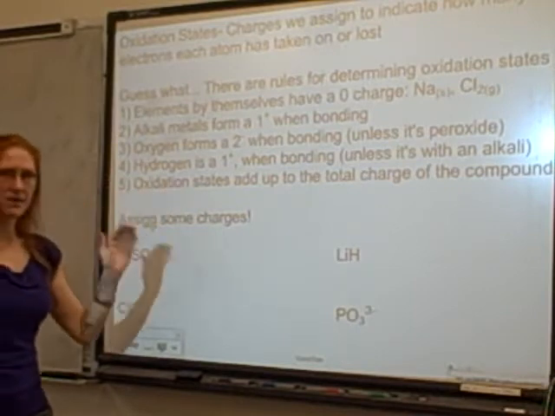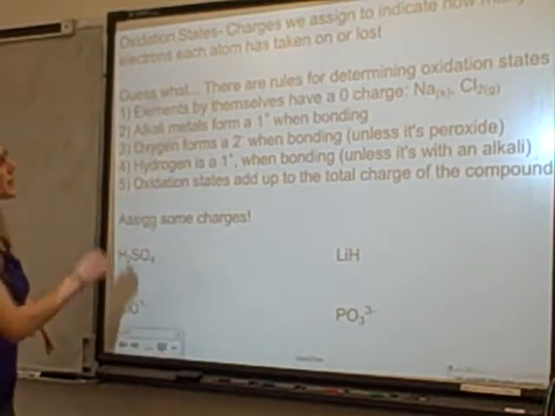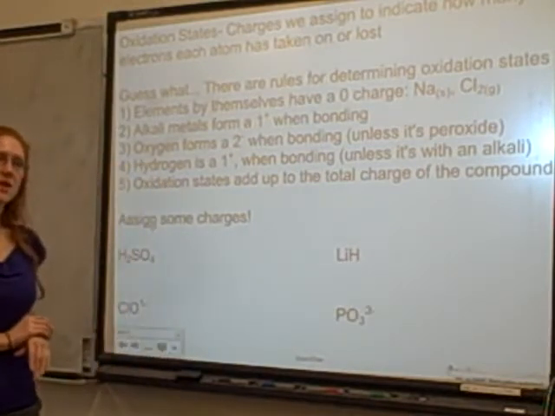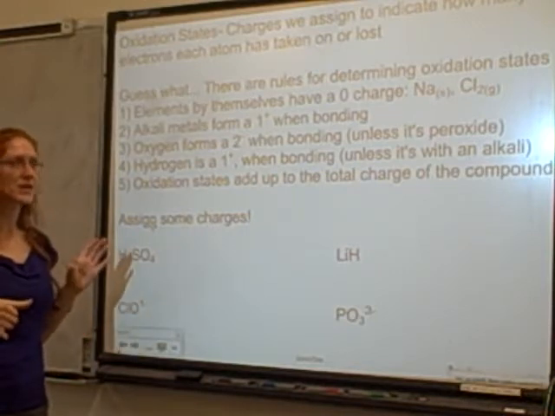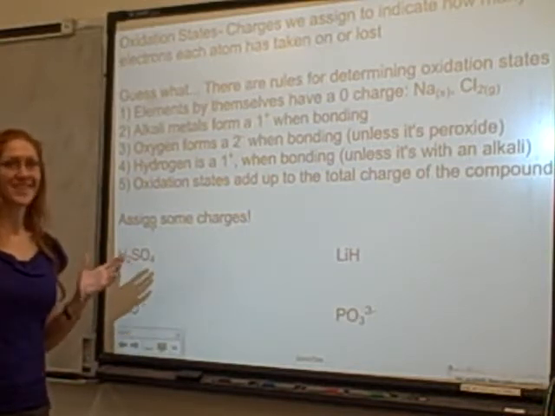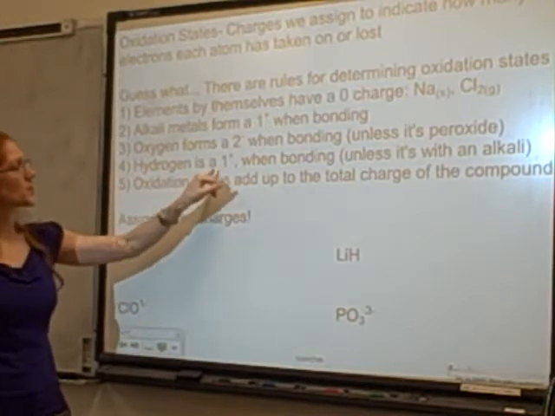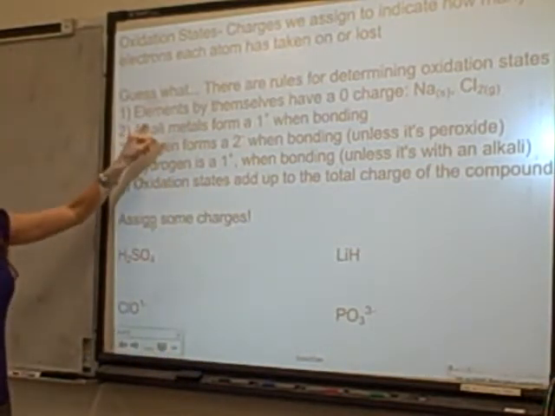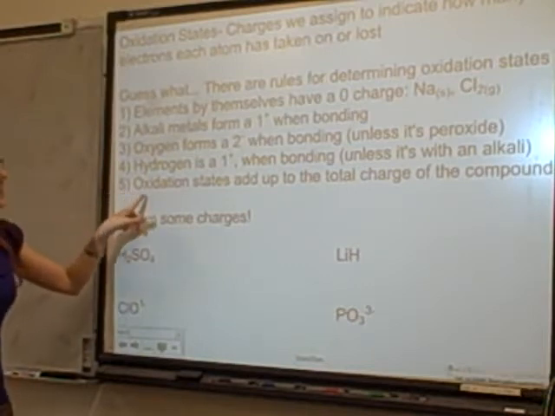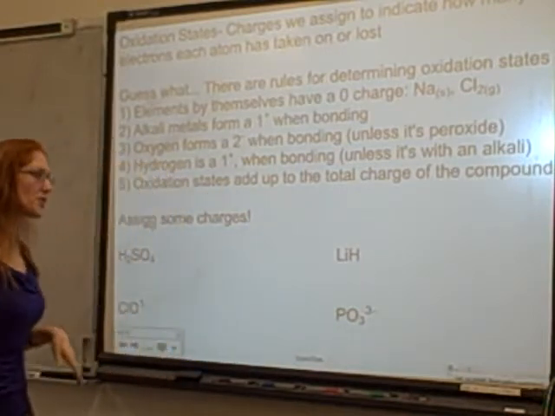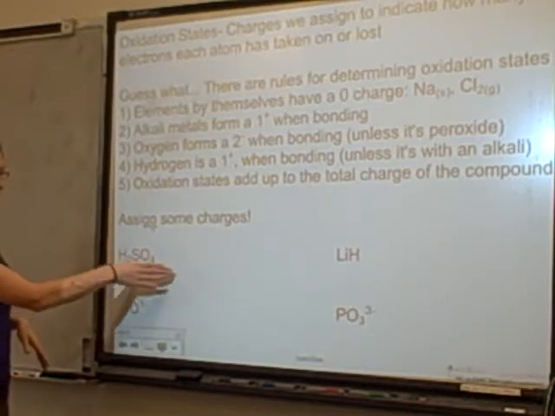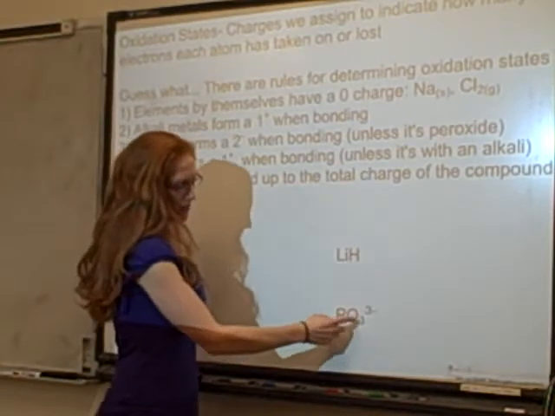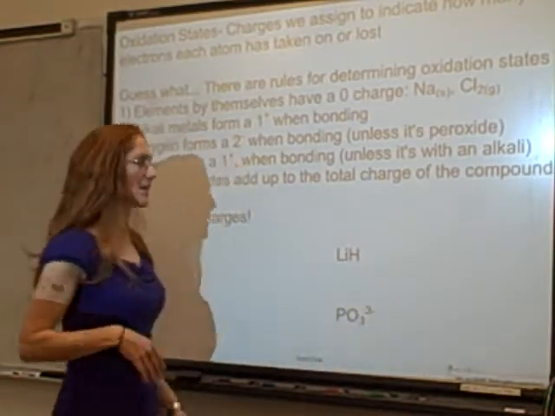Alkalis will still be a +1, so we get to apply that rule. Oxygen will be a 2-, unless it's peroxide. Your clue that you have peroxide is that you have O2 in your formula, or some multiple of O2, and it's weird. Hydrogen is always a 1+ unless there's an alkali metal. If it's with an alkali metal, we see the charge of the alkali and then figure out what the hydrogen has to be. And oxidation states will always add up to the charge of the compound. So H2SO4 has no charge written, and the charges of these three elements will add up to 0. PO3, 3-, has a -3, so these charges will add up to -3.